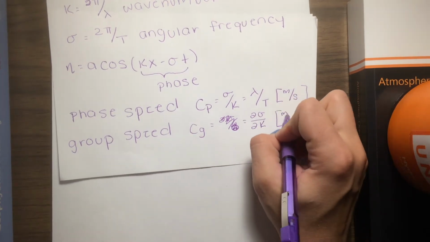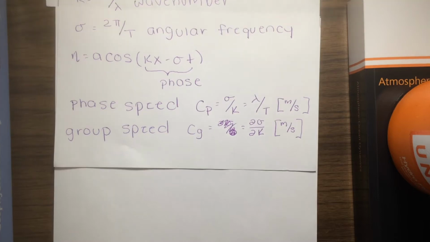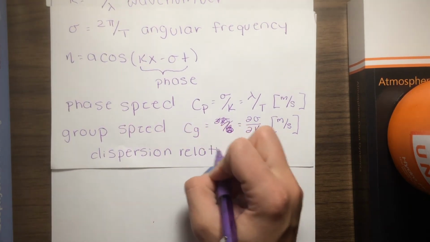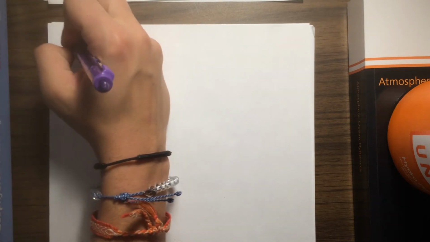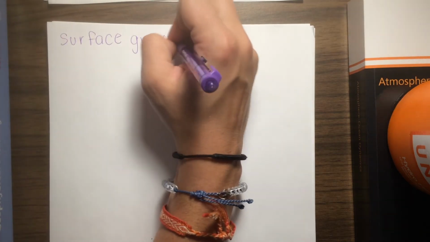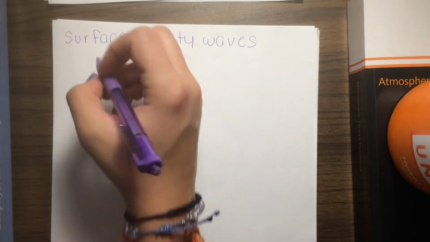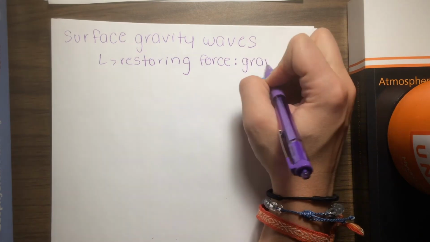The group speed, on the other hand, describes how fast a packet of waves travel through a medium. Group speed, Cg, is equal to the change in angular frequency with respect to the wave number. A packet or group of waves will often have many waves all traveling with different wavelengths and at different speeds. This causes wave dispersion, which can be described by the dispersion relation, the relationship between angular frequency and wave number. Okay, so the first type of wave we talked about were surface gravity waves.